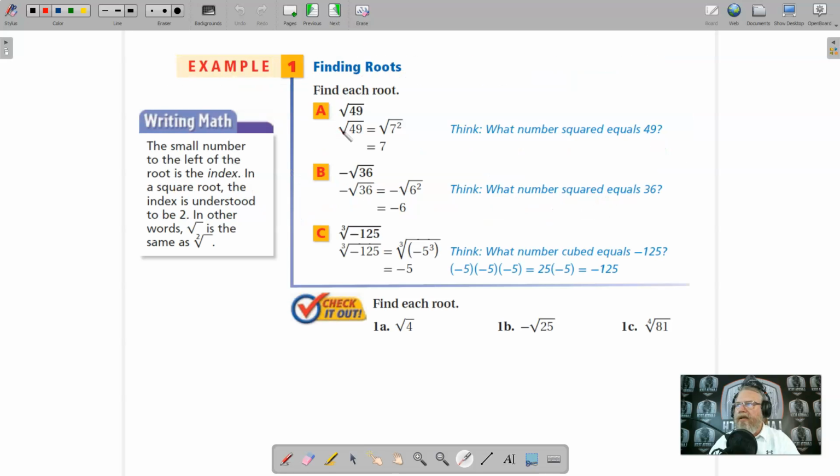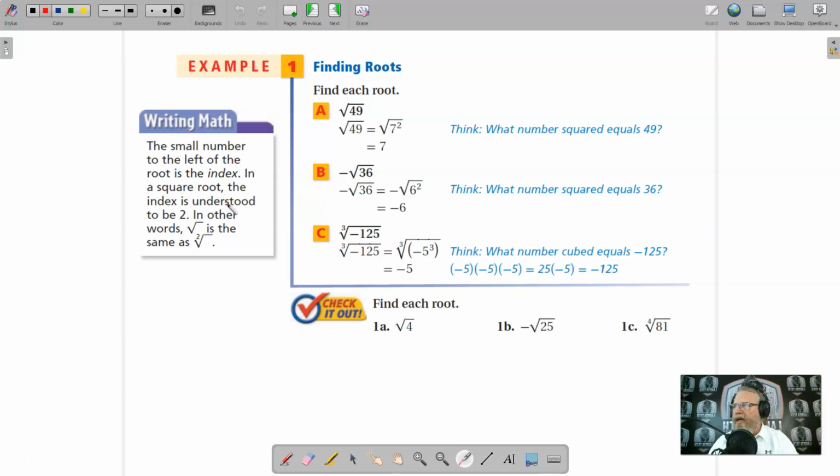So let's find some roots. Find each root. Now first, let's look over here at the writing math. The small number to the left of the root is the index. This is what we were talking about before, like the 3 here in example C. The 3 is in the place of what we would call the index. This is where the index of a root is located.